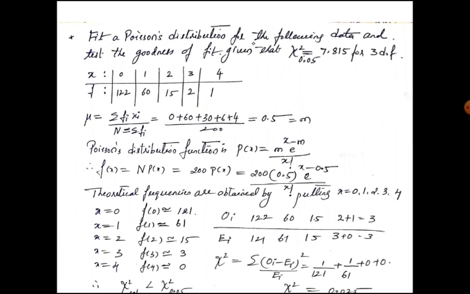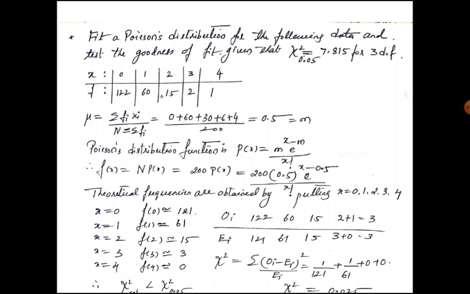Fit a Poisson distribution for the following data and test the goodness of fit. Given that chi-square at 0.05 is 7.815 for 3 degrees of freedom here. So the question is, you are going to fit a Poisson distribution for this data, and fitting a Poisson distribution you have already studied in the discrete distributions, Poisson and binomial distribution. So the same way you are going to do it here also. Here you are going to test the goodness of fit for this Poisson distribution, comparing this with your chi-square value.